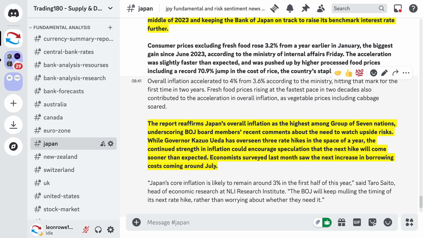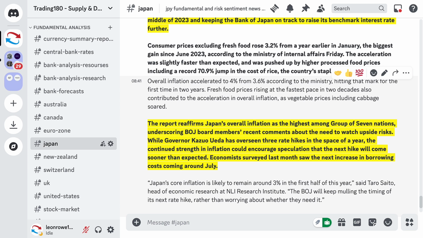While Governor Kazuo Ueda has overseen 3 rate hikes in the space of a year, the continued strength of inflation could encourage speculation that the next hike will come sooner than expected. Economists surveyed last month saw the next increase in borrowing costs coming around July. So we've got a mixture of bullish news for the yen.